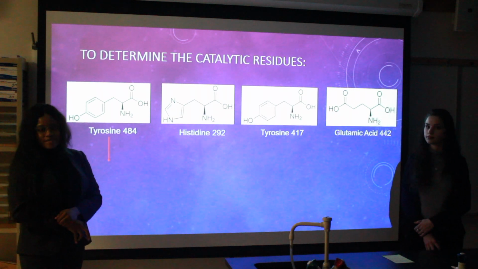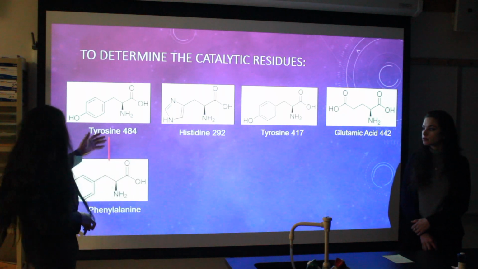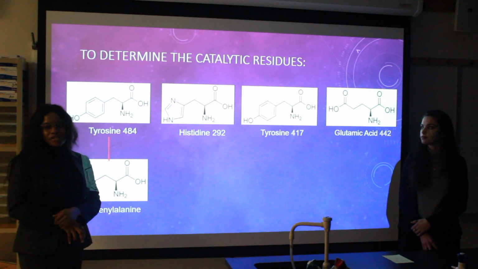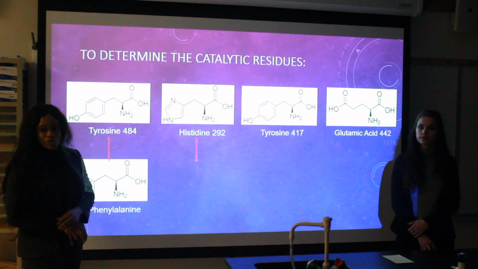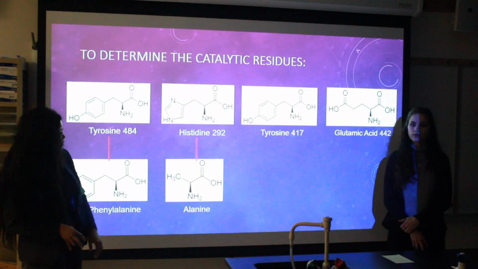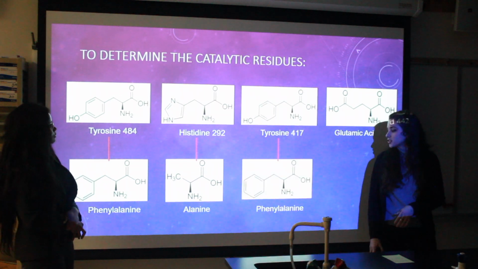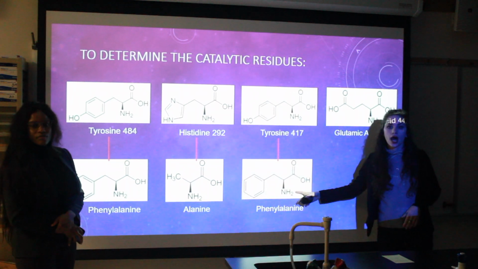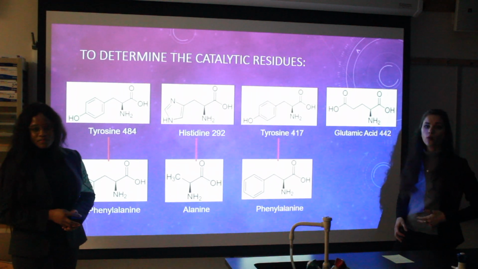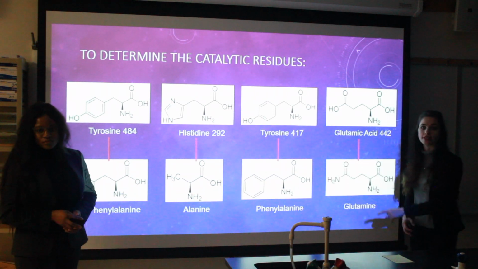One point mutated enzyme had tyrosine residue 484 changed to a phenylalanine residue, and in another, histidine residue 292 was changed to an alanine residue. Now, in another molecule, tyrosine residue 417 was altered to become a phenylalanine residue, and in the last protein, glutamic acid 442 was mutated to have a glutamine residue in place.